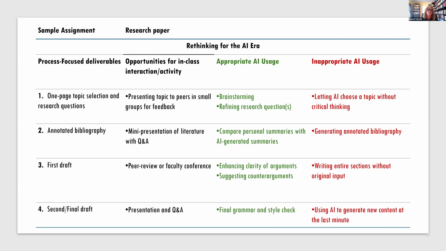And then a final process-focused deliverable in this particular assignment could be a second draft or maybe your final draft. Again, because every writer needs a reader or an audience, bring papers, ask your students to make a presentation and include the Q&A, their ability to answer reasonable questions about their topic as part of your rubric. Again, we could model for them that AI might be useful for a final grammar and style check, but that just using AI at the last minute to generate content for them would not be appropriate.